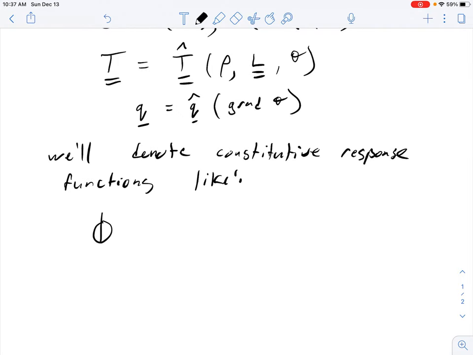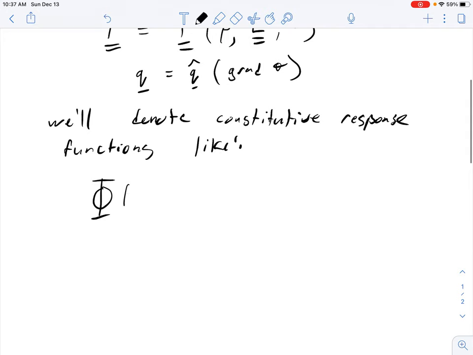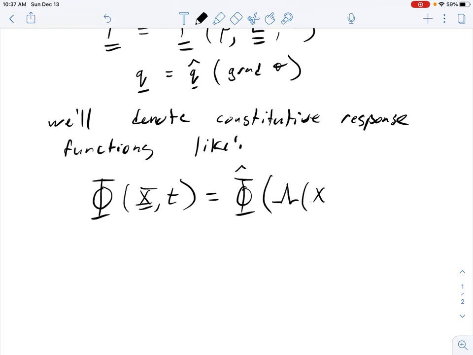So phi is going to be a scalar, vector, or tensor field that we're trying to model the constitutive response of. So at any point, it is equal to phi hat of lambda of x and t, and x.